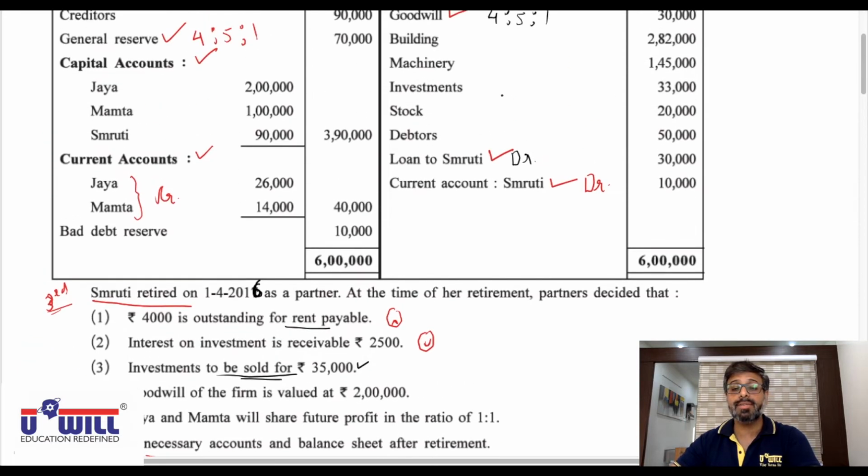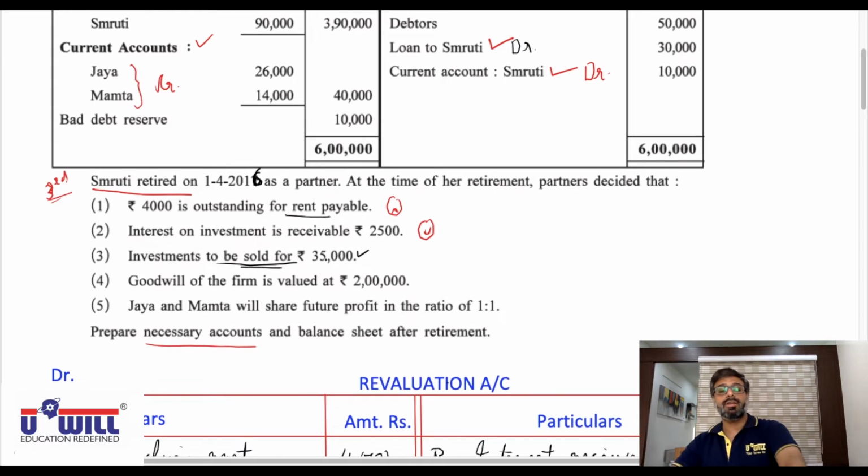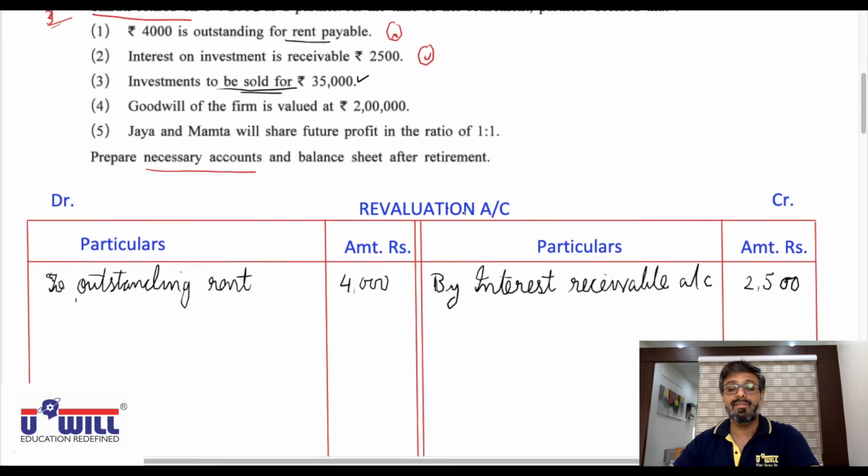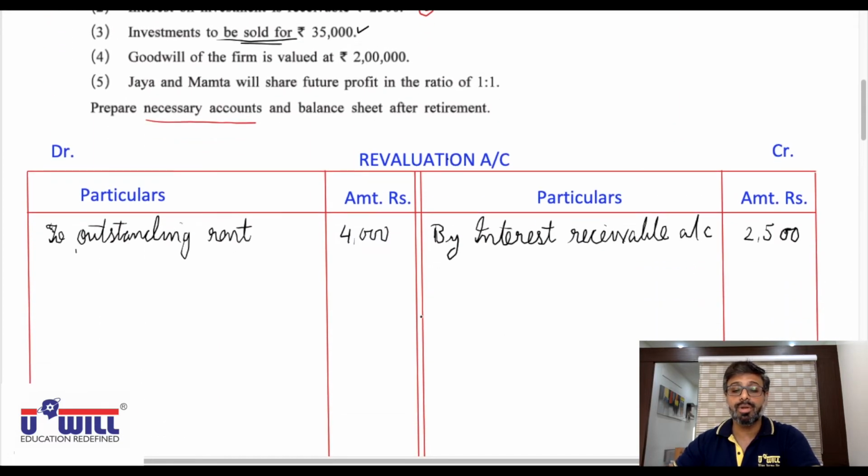Investments are 33,000 and put a tick on them, to be sold for 35,000. So here, cash account debit 35,000. Cash comes in, debit what comes in; investment goes out, credit what goes out, to investments account 33,000, and the profit of 2,000 will be going to revaluation account. So in revaluation account, on the credit side, by investments account with profit of 2,000.